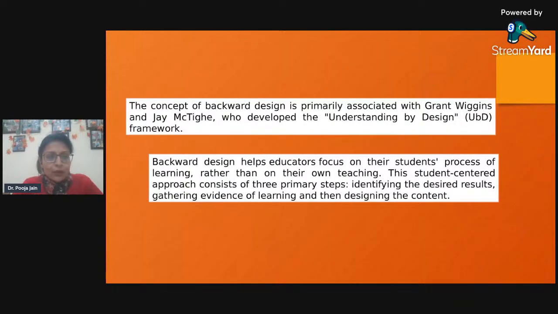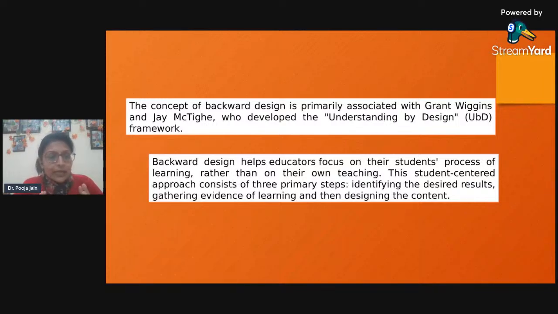This concept of backward design was primarily formulated and brought forward by Grant Wiggins and Jay McTighe, who developed this entire concept of Understanding by Design. I have a short video. If I have time, I'll play it towards the end. Otherwise, I'll post the link and we'll share it. Or if you search it on the net, you will find this 10-15 minute video where they very beautifully explain the entire concept of Understanding by Design, which leads to backward design in curriculum.